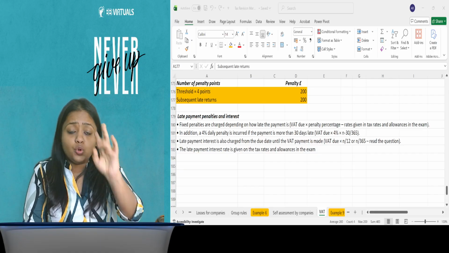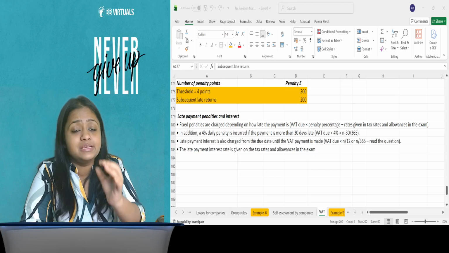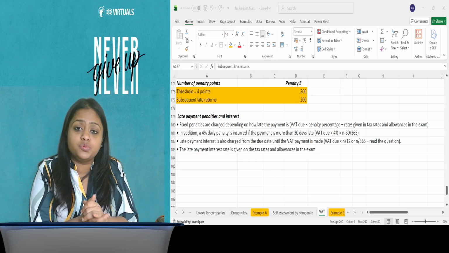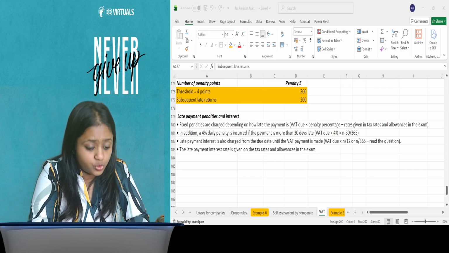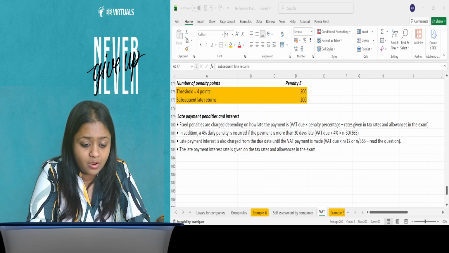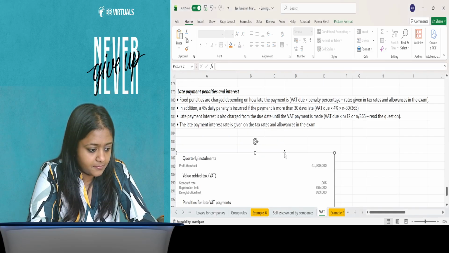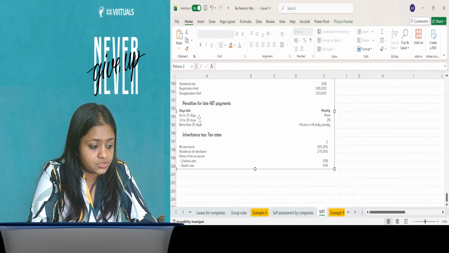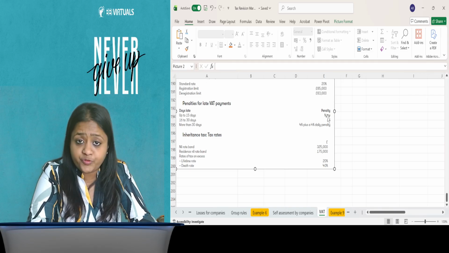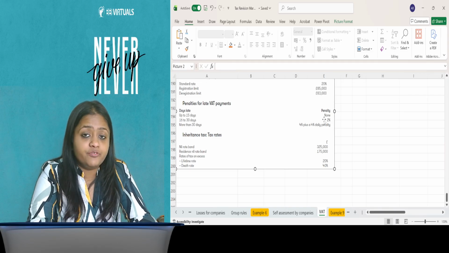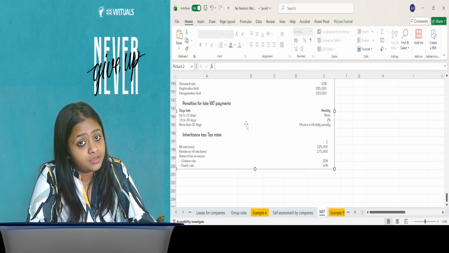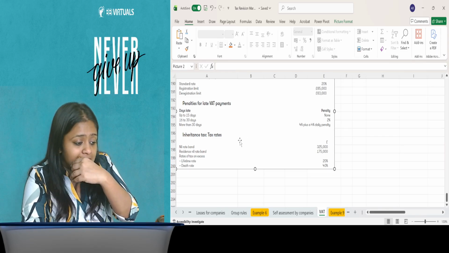Next, there are two types of penalties. One is a daily penalty, another is a fixed penalty. The table will be given to you in the exam, don't worry. Let me show you the table here, how it will look. Yes. Okay, so this is the table and it will be given to you. So what is the penalty? Up to 15 days, there is no penalty. If the delay goes beyond 15 days to 30 days, then you'll have a fixed penalty of 2% on the VAT amount which is unpaid. 2% on the VAT amount which is unpaid.